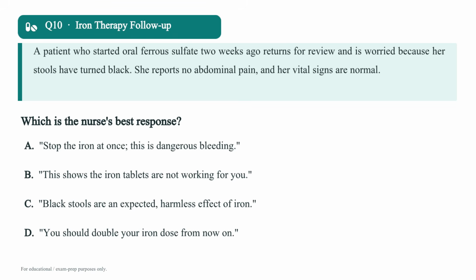A. Stop the iron at once. This is dangerous bleeding. B. This shows the iron tablets are not working for you. C. Black stools are an expected harmless effect of iron. D. You should double your iron dose from now on. Pause and choose.